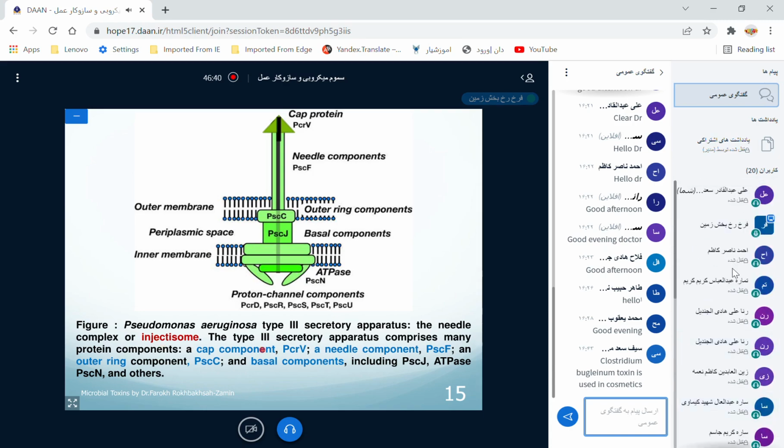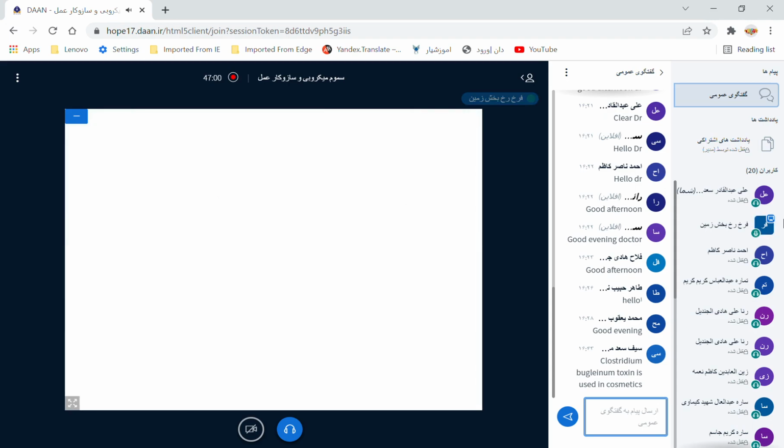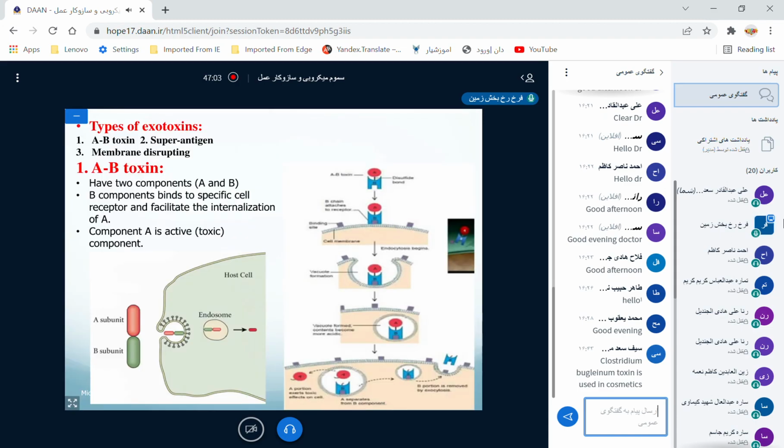The type 3 secretory apparatus comprises many protein components. You can see them in blue color. It has different parts, like different parts of pili, like different parts of flagellum. So it is an injectosome for transferring an exotoxin directly inside the cytoplasm of human cells.